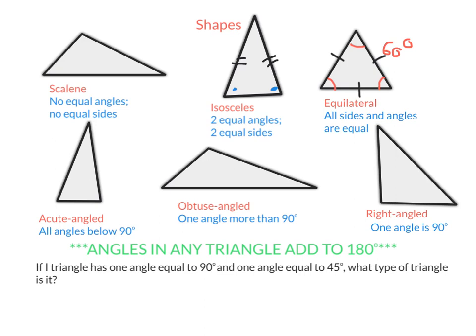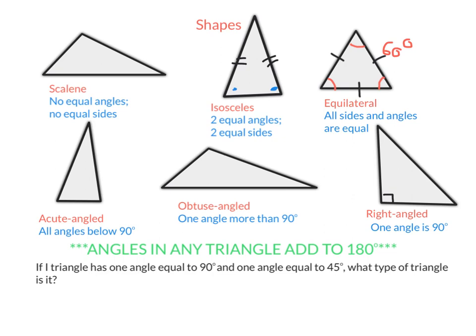We can also have angle names for a triangle. A triangle can be, in addition to being scalene, isosceles, or equilateral, acute angled, obtuse angled, or right angled. It's acute angled if all its angles are acute, i.e. below 90 degrees. It's obtuse angled if it has one obtuse angle, which is one angle more than 90 degrees. Remember, a triangle can never have 2 obtuse angles because all its angles add to 180 degrees. And a right-angled triangle is one that has just one right angle.